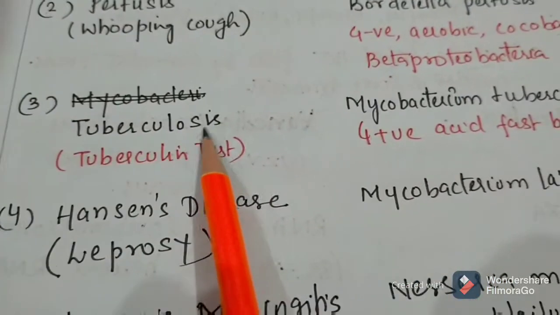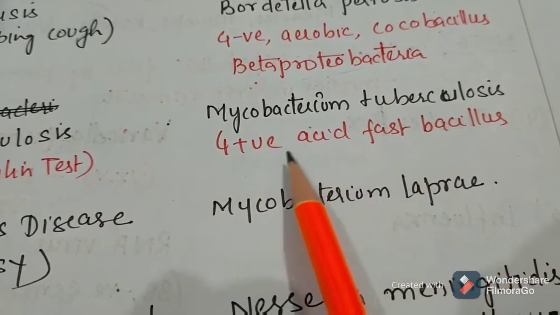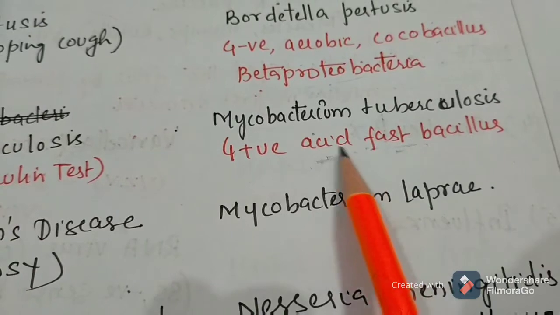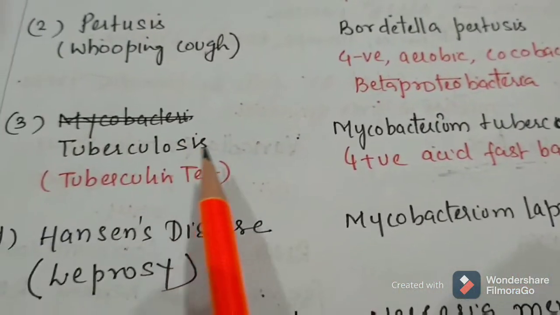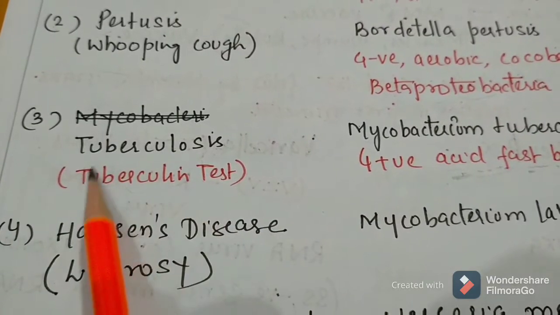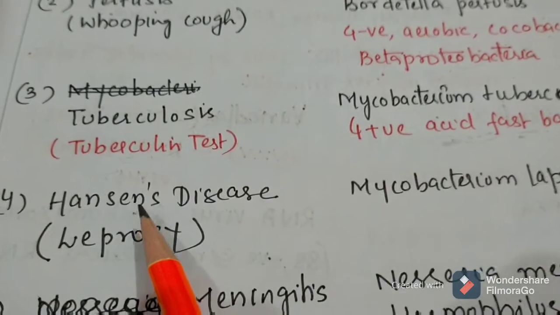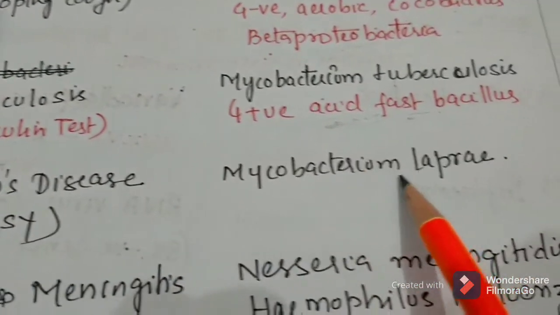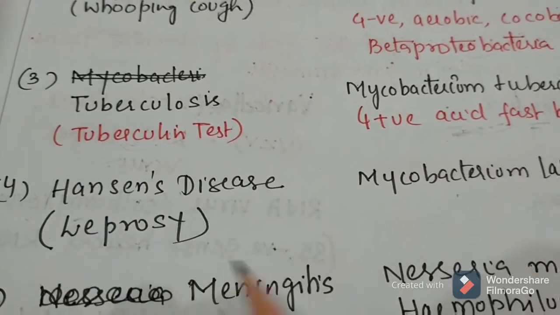Then we have tuberculosis, caused by Mycobacterium tuberculosis. It's a gram-positive acid-fast bacillus. Acid-fast we will see when we study staining techniques. For tuberculosis, a very common test is the tuberculin test. Then we have Hansen disease, also called leprosy, caused by Mycobacterium leprae, and this question was asked in the GATE exam.